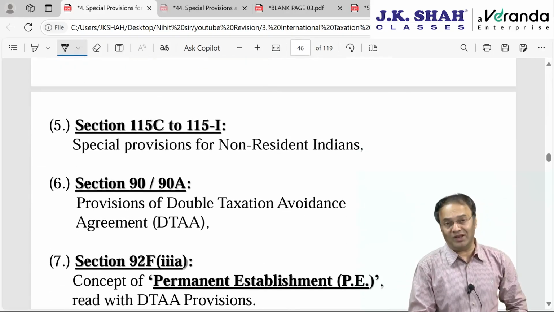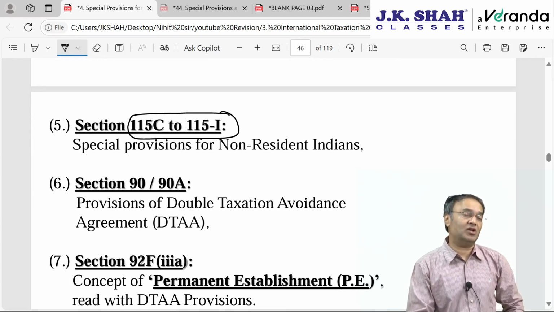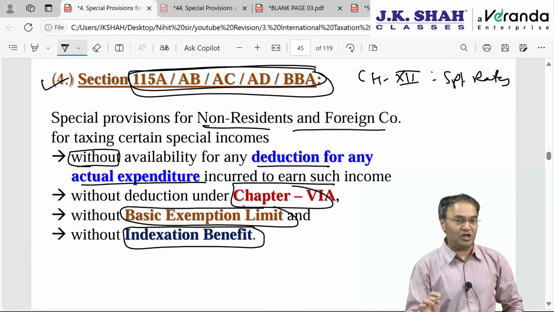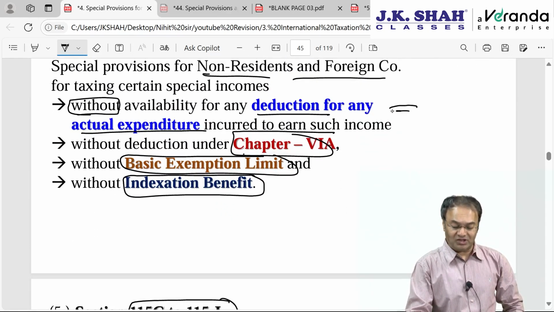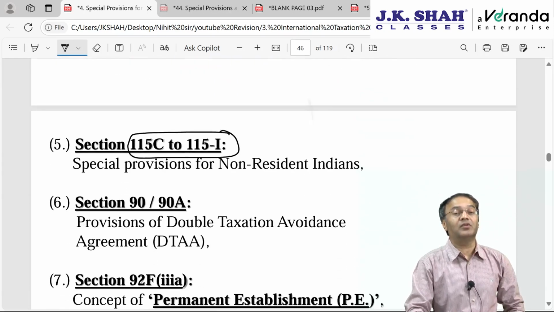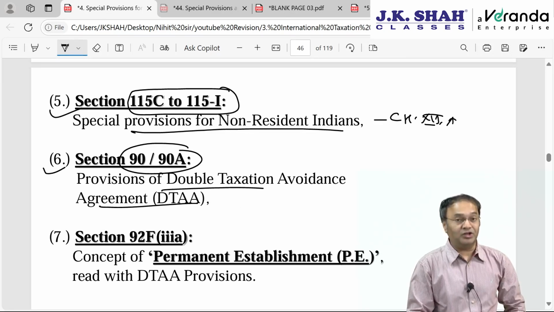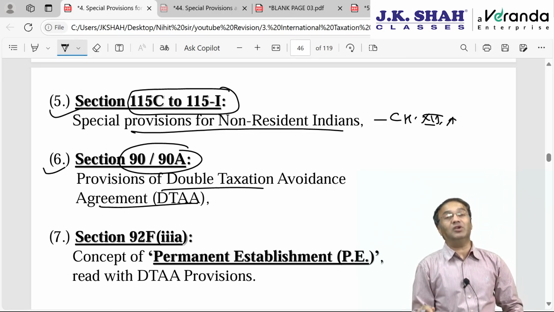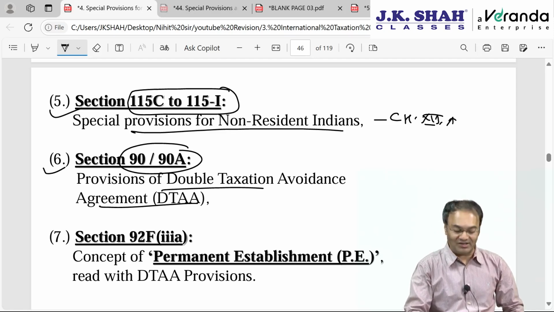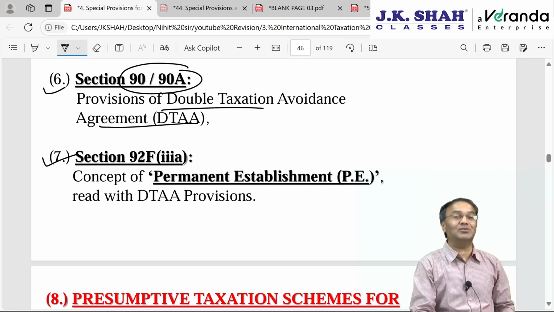Then we discussed chapter 12A, section 115C till section 115I, C, D, E, F, G, H, I, 7 sections. Here again the same principle, income to be computed at gross level without actual expenditure, without chapter 6A, without basic exemption, without indexation benefit. We have practical questions coming from this NRI taxation, which is covered by chapter 12A. Then we have section 90 and 90A that we are already done with. DTAA provisions are applicable only when income is taxed or is liable to be taxed in both the countries.